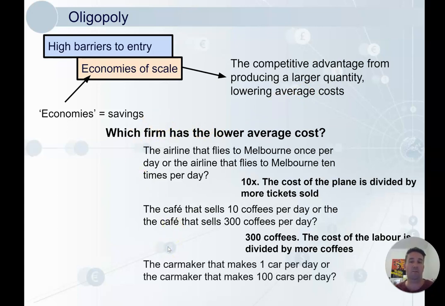And the car maker makes 1 car per day, or the one that makes 100 cars per day. Obviously, the one that makes 100 cars. Because what they do is each part of the car is made by specialized labor, so it is cheaper.